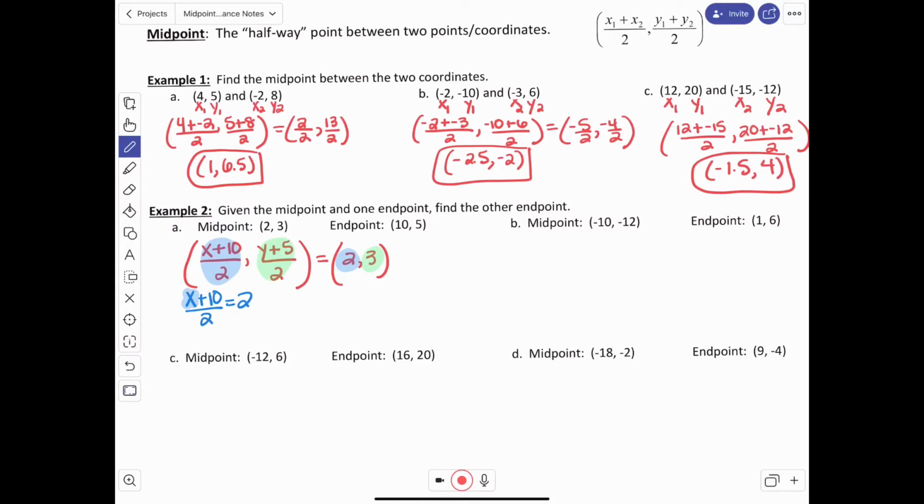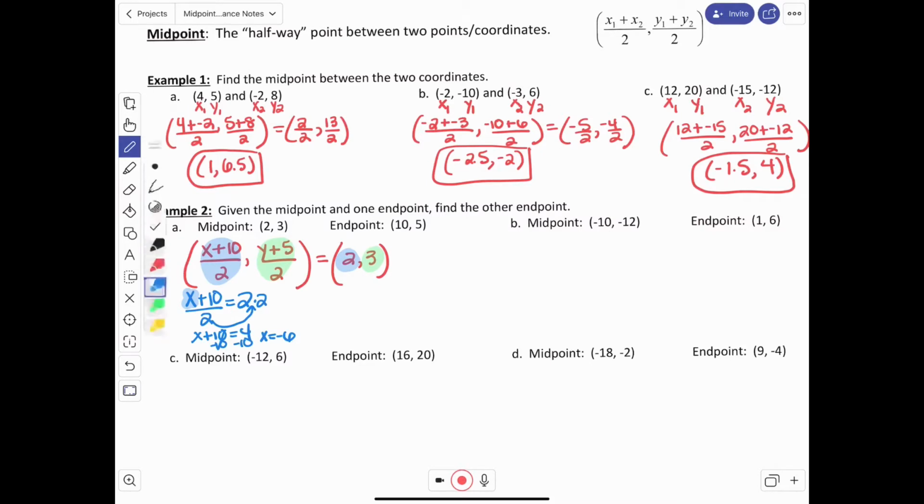And what I want to do, kind of like we did, if you remember, with sine and cosine and tangent, remember what we did when we had something on the bottom? We moved it up and over, and I multiplied. So now I have x plus 10 equals 4. And I subtract 10. So 4 minus 10 is going to be negative 6. So x equals negative 6.